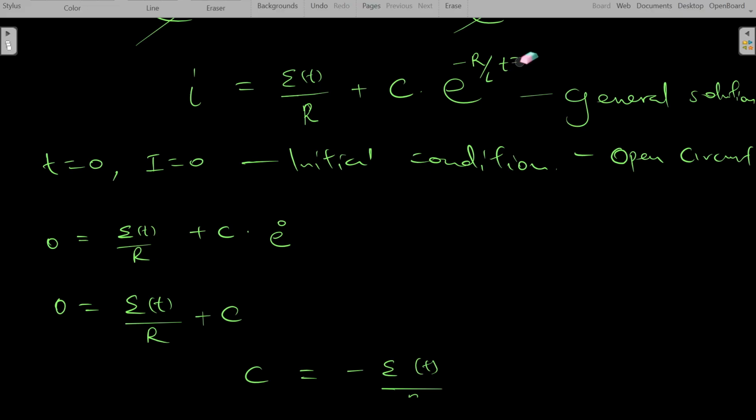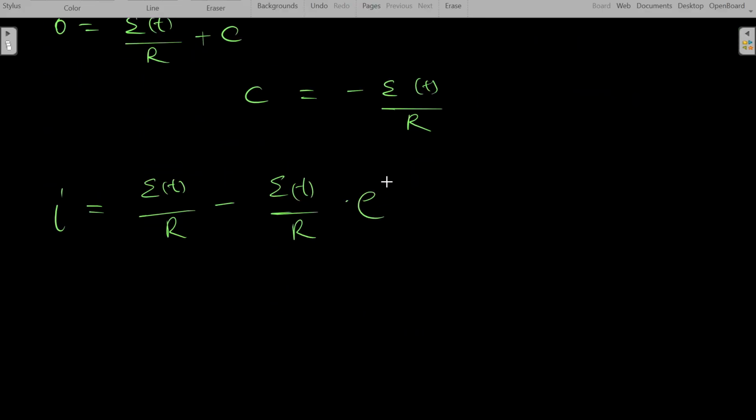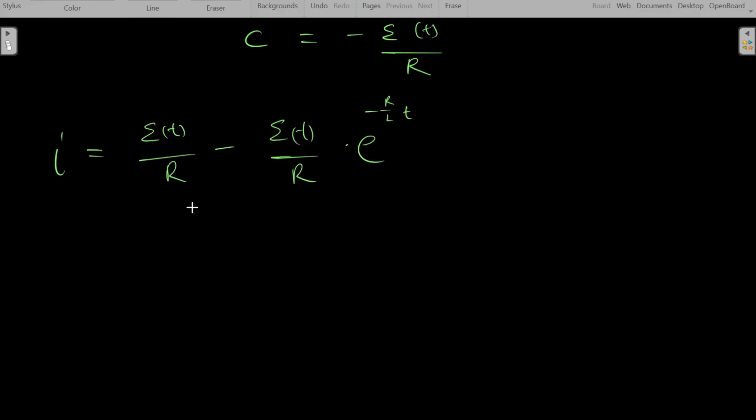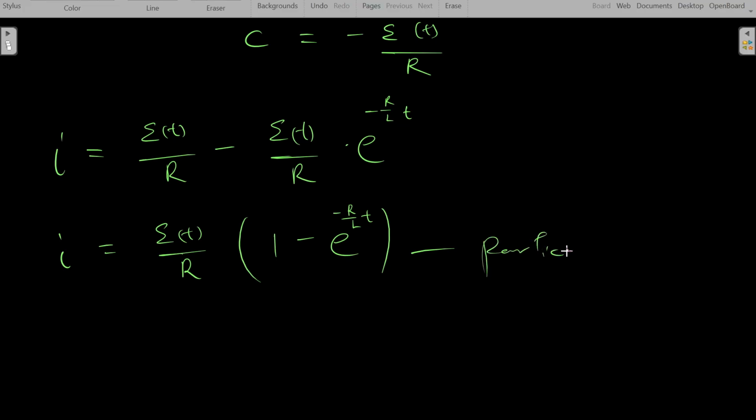So let's clear this, please don't confuse this. I was just giving an explanation to this. So we're saying it's c multiplied by e raised to negative r upon l of t. So let's pull out this common factor. We're saying e of t divided by r into 1 minus e raised to negative r all over l t. So this is the particular solution to this differential equation.